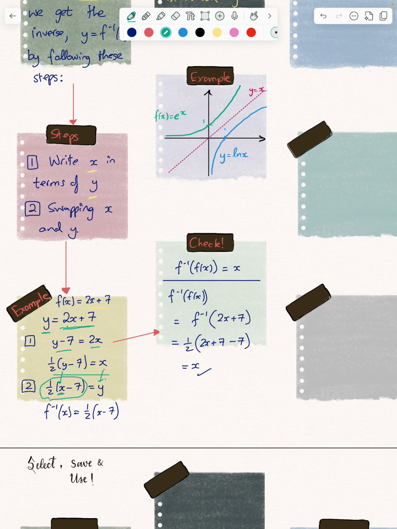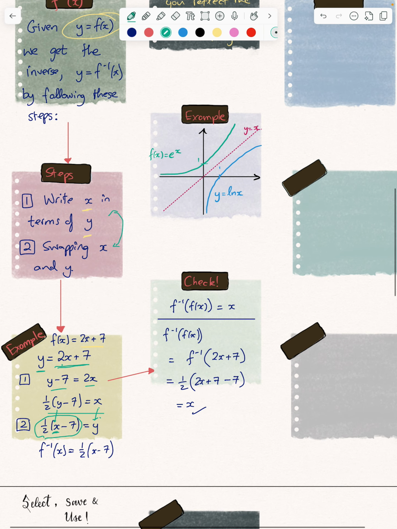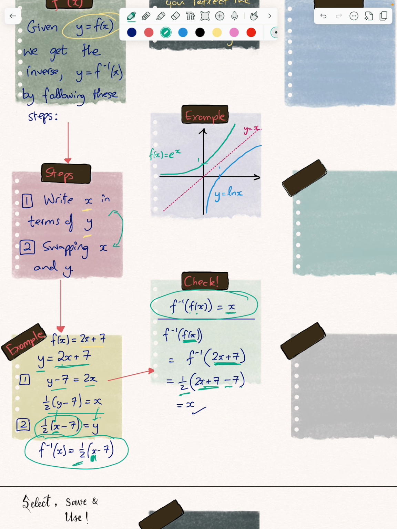And just a note, you could swap those steps. You can actually swap x and y first, and then write y in terms of x. If you've seen it that way, that's perfectly fine. Here's your check. f inverse after f of x is x. Working from the inside out, f of x is 2x plus 7. f inverse of 2x plus 7, so you go to your inverse function, and wherever you see x, you put in 2x plus 7. So that'll be 1/2 times 2x plus 7 minus 7, and that is indeed x.